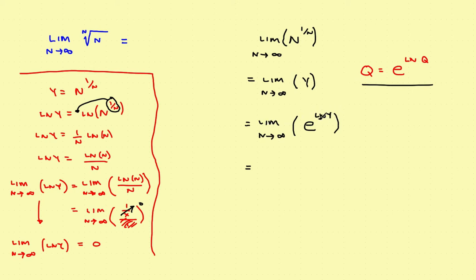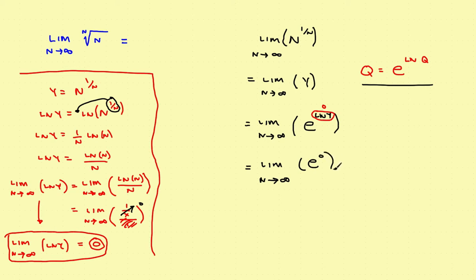You want to know what happens to this thing if you take the limit as n approaches infinity of the natural log of y, what happens to it? Well, you've showed it down here. The limit of the natural log of y is equal to 0. So you can show that this thing right here is equal to 0. So what that does, that gives you the limit as n approaches infinity of e to the 0 power.